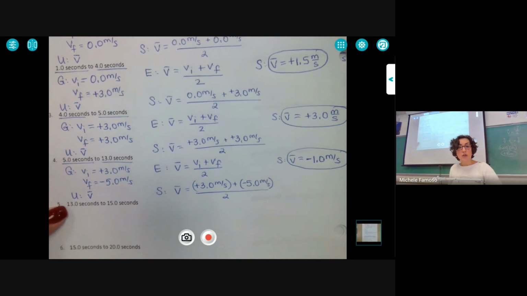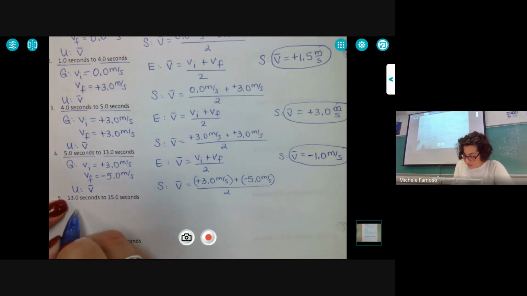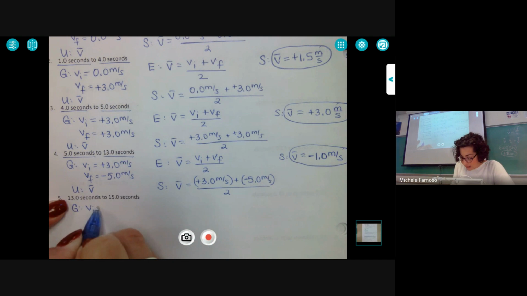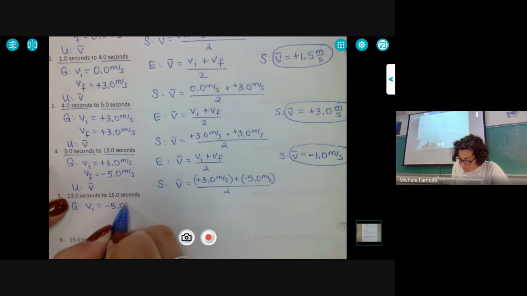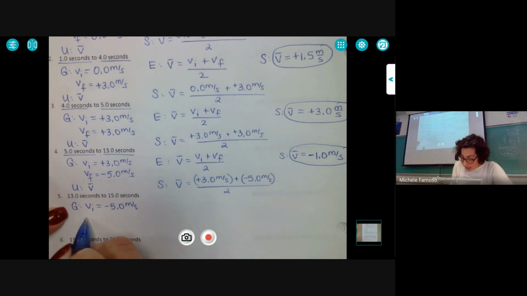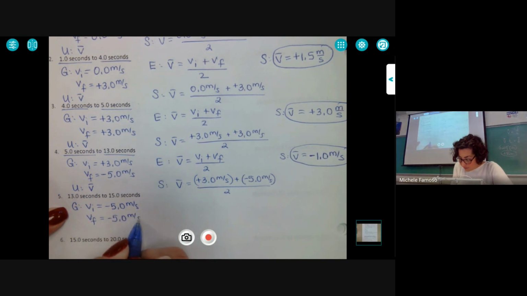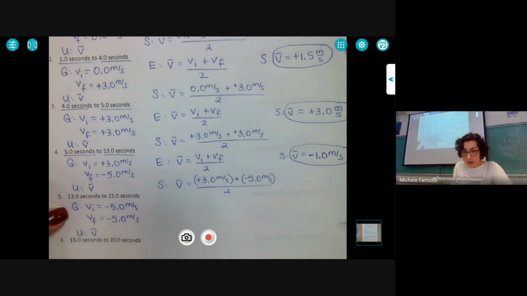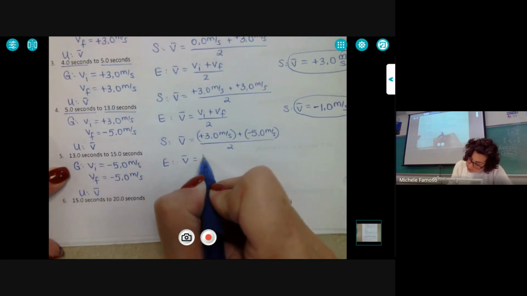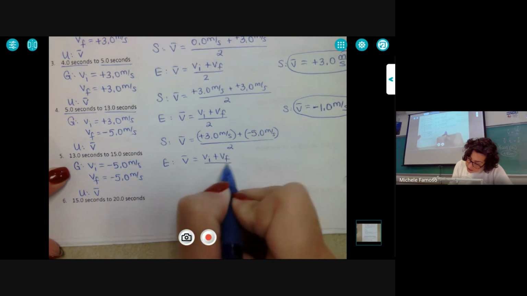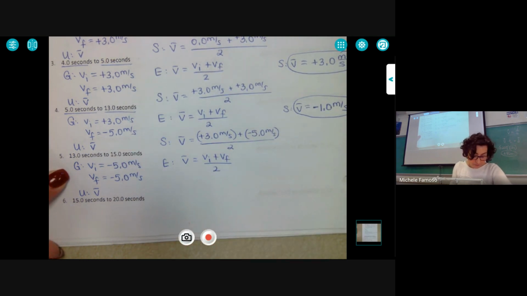Okay, let's now go 13 to 15 seconds. Caitlin, what's the VI for that time interval? Good. Addie, what's the VF for that time interval? Good. Again, we're looking for the V bar. So we're going to take VI, add it to VF, and divide by 2.